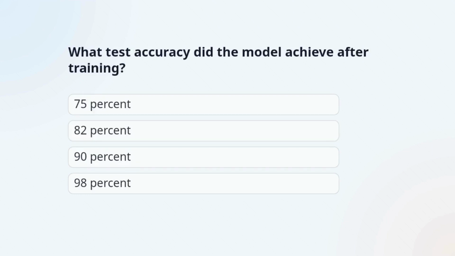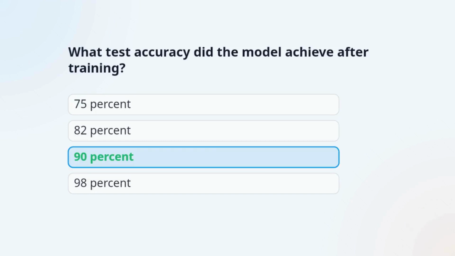Question 3. What test accuracy did the model achieve after training? The correct answer is 90%. The article states that the trained CNN reached 90% accuracy on the test dataset. This shows the architecture performed quite well.